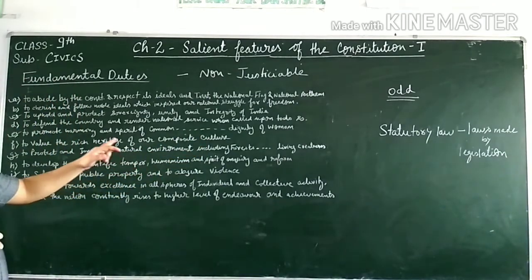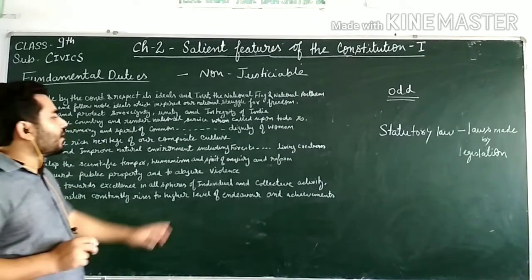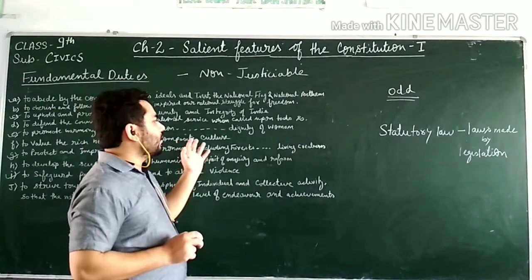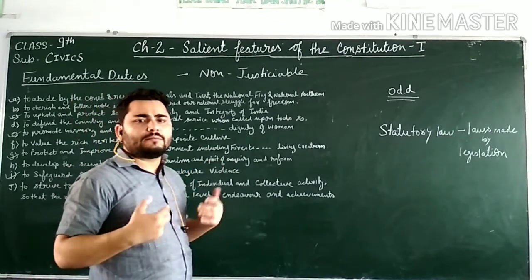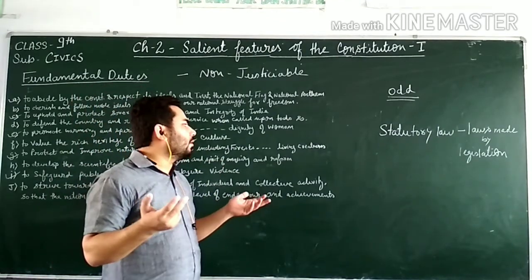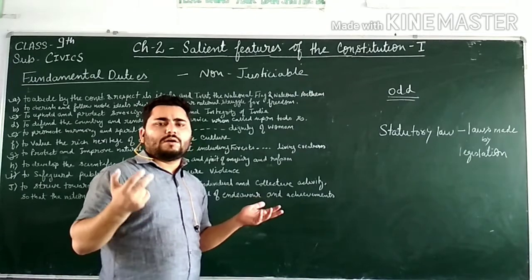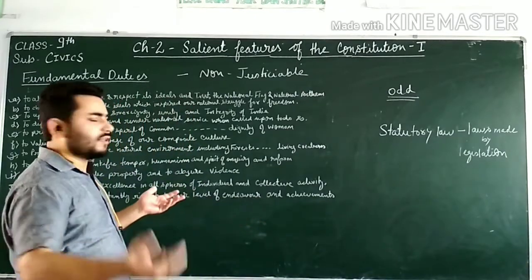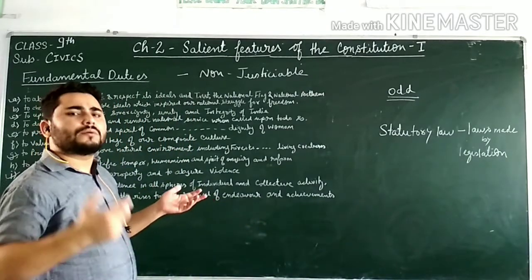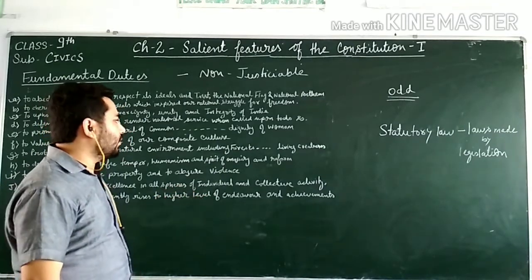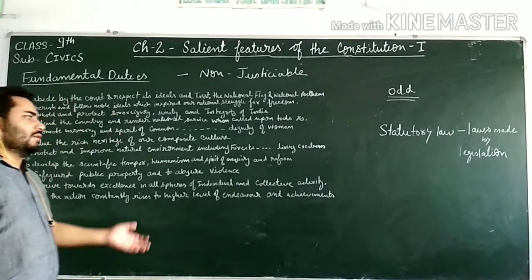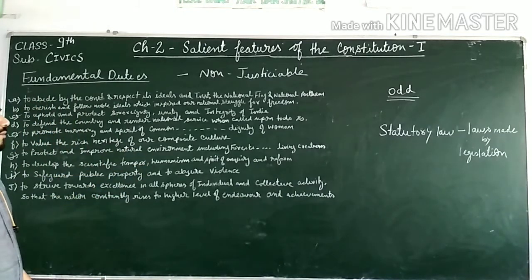And then to renounce practices derogatory to the dignity of women. Which practices are derogatory to the dignity of women? Like any immoral behavior with women, or sati, or even the dowry system, which is also against the morality and dignity of women.